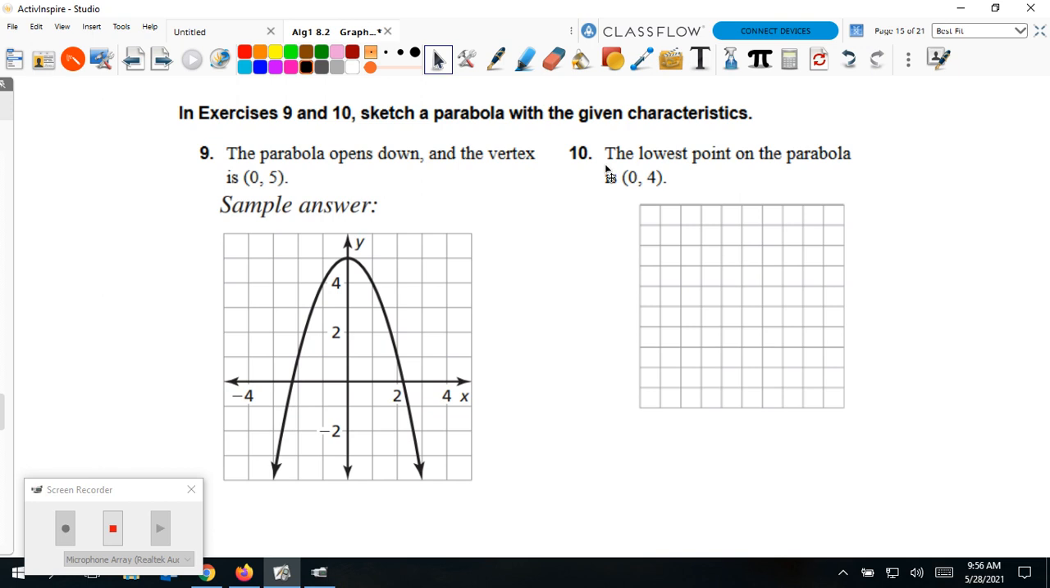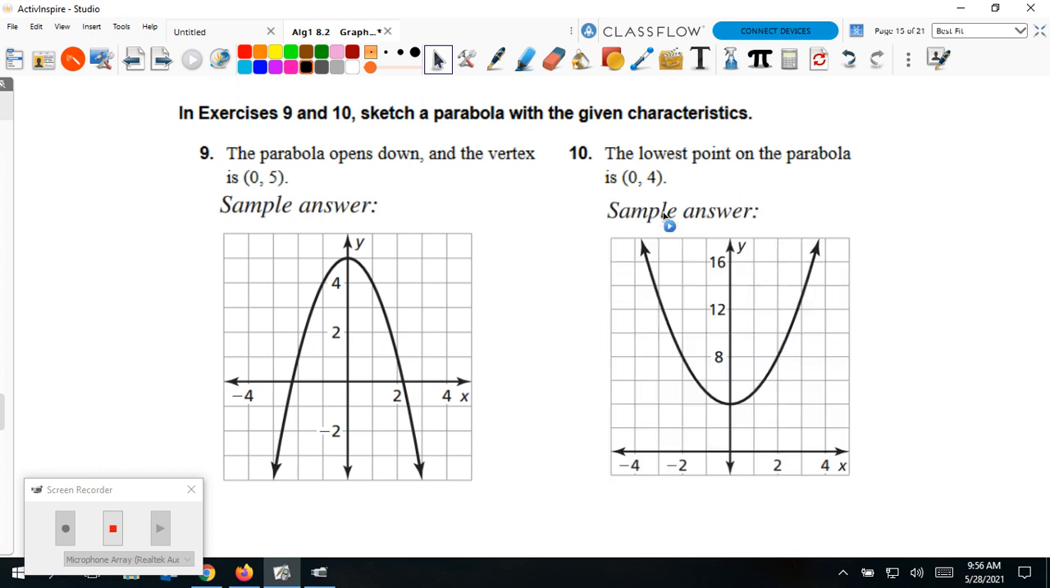And for this one, again, this is just a sample answer, but you should have your vertex at (0, 4). Here's (0, 4). This is going by 2, by the way. This is 2, 4, 6, 8. So (0, 4) is there, and it's just opening up from there. It doesn't say anything about how wide or how narrow to make it. So as long as it's just opening up, that's all you need to do.